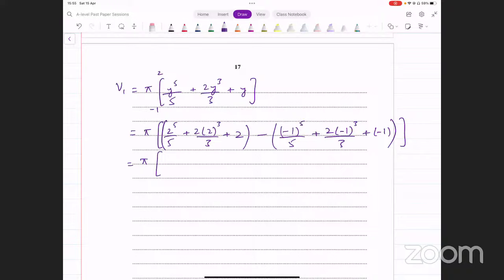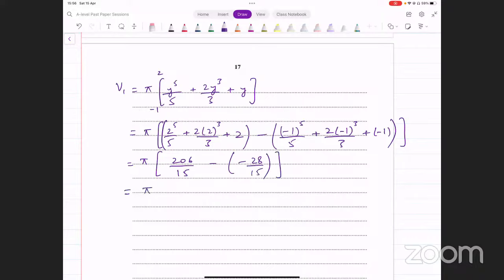2 raised to power 5 is 32, so 32 over 5 plus 16 over 3 plus 2. The first bracket is giving me 206 over 15. Please verify the calculations as well and let me know if there's anything wrong. The second bracket gives me -1. Remember, this -1 has an odd power, so it will remain -1. So that's -1 divided by 5 minus 2 divided by 3 minus 1. From this, I'm getting -28 over 15.